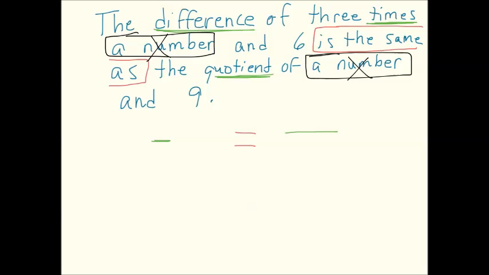Okay? So it says the difference of 3 times a number. So the number 3 times the number x, so that's 3x, and 6. So the difference of 3x and 6 means 3x minus 6. On the right side it says the quotient of a number x and 9. So that gives me that side. Again, if you need to see it again, just back it up and watch it one more time.